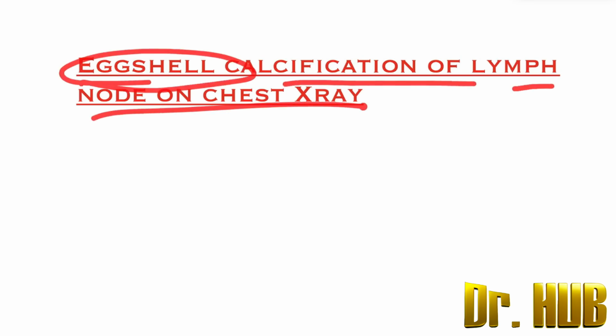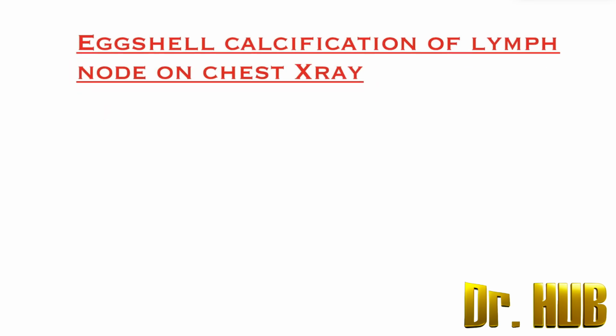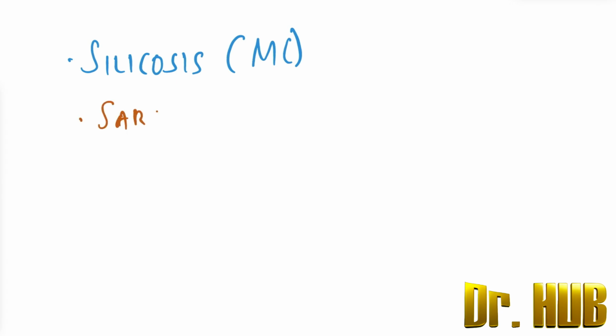Eggshell calcification of the lymph node on the chest X-ray. There are some findings such as silicosis. In silicosis, we also see the eggshell calcification on the X-ray. Silicosis is the most common cause. And then there is also sarcoidosis. Next, there is also post-radiotherapy, post-RT, that is post-irradiation lymphoma.